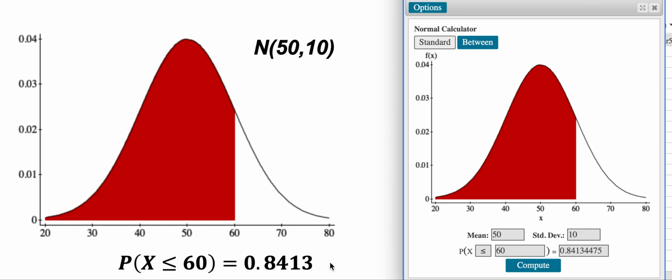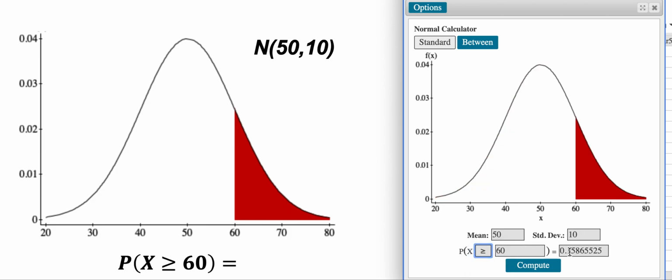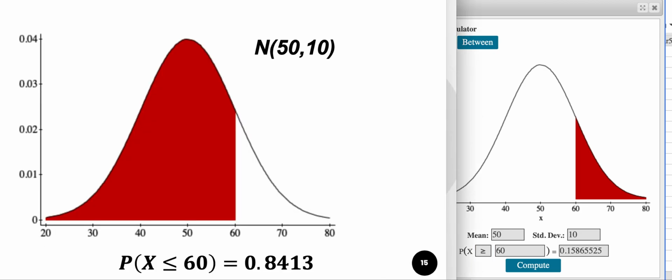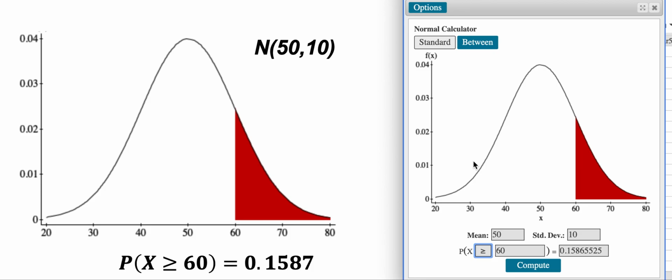All right, I could also look at a right tail probability. What's the probability of being greater than or equal to 60? So I just simply change this to greater than or equal to 60, and I find the probability is 0.1587. And if you'll notice, the two probabilities here, one for less than 60 and the one for greater than 60, should add up to be equal to 1. 1 is the total area under the curve after all.